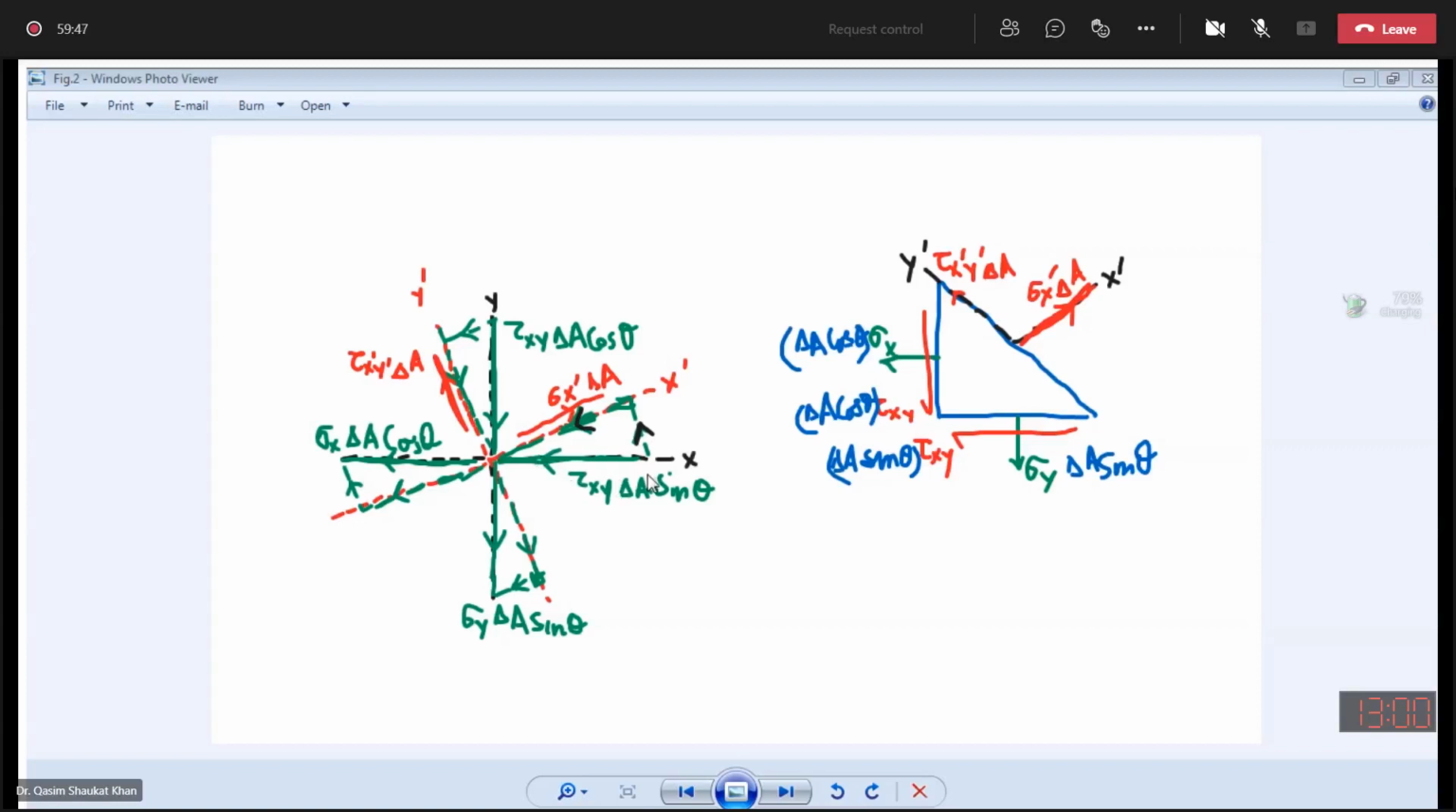So this force will have two components, one along the y dash axis and other along the x dash axis. So its component along this y dash axis will be tau xy delta A sin theta into sin theta, and its component along the x dash axis will be tau xy delta A sin theta into cos theta, because this is your base, this is your perpendicular. Okay? So please make sure that you are also getting the same signs. You are getting the same signs?